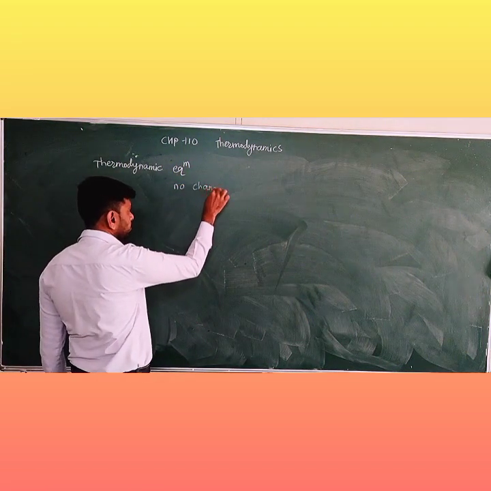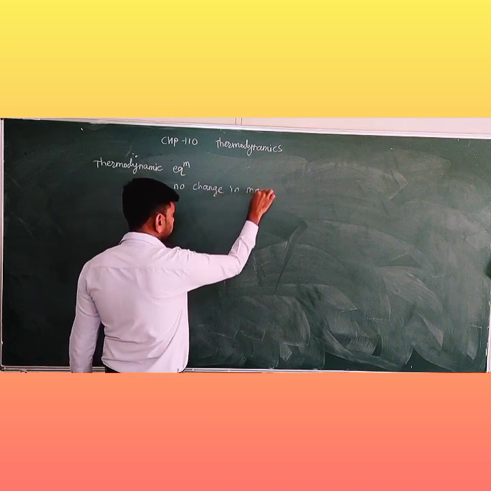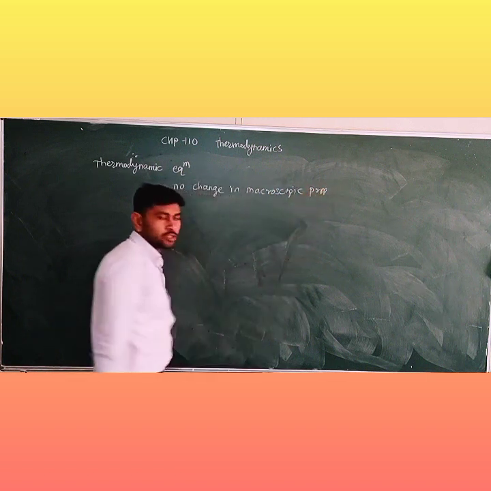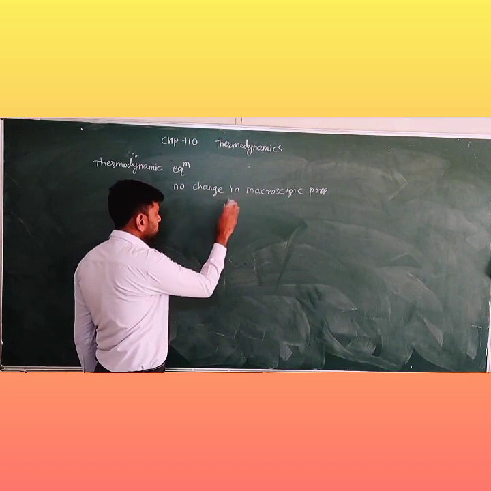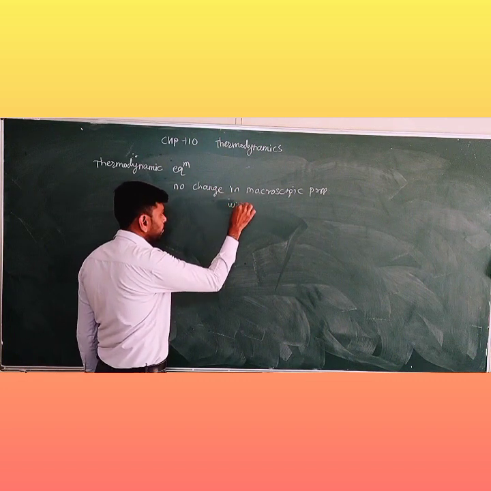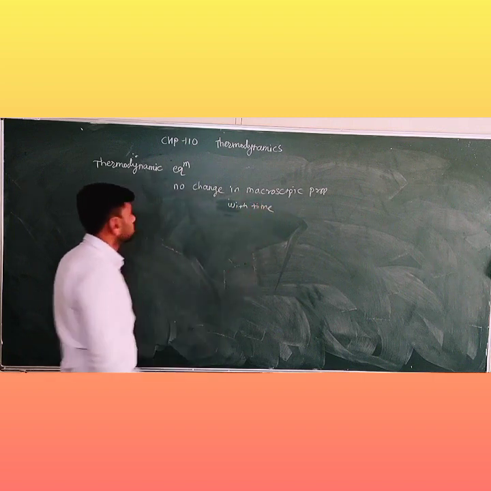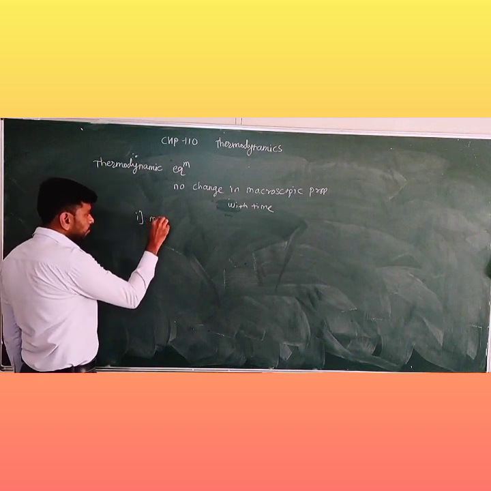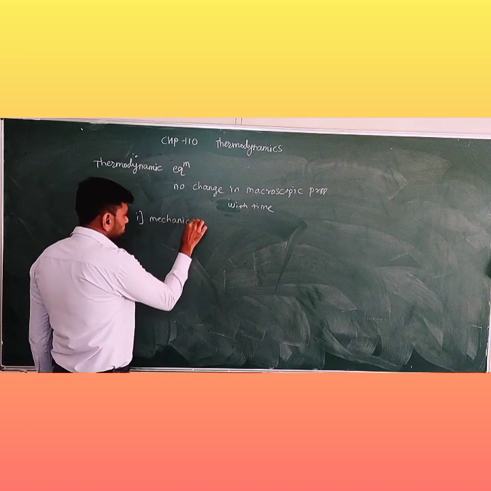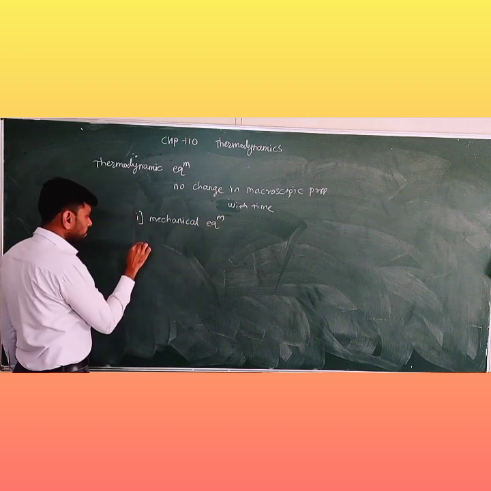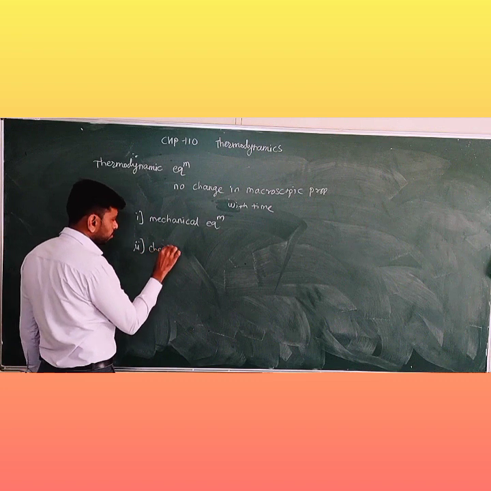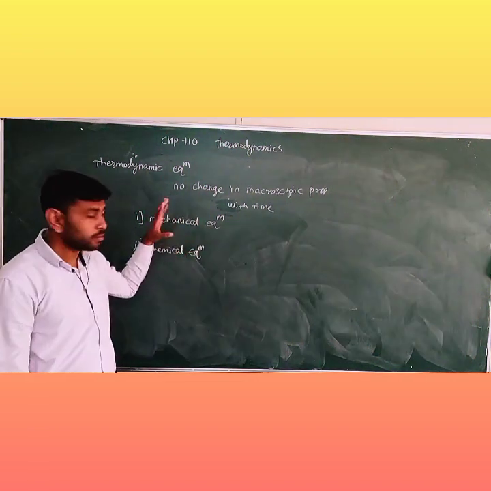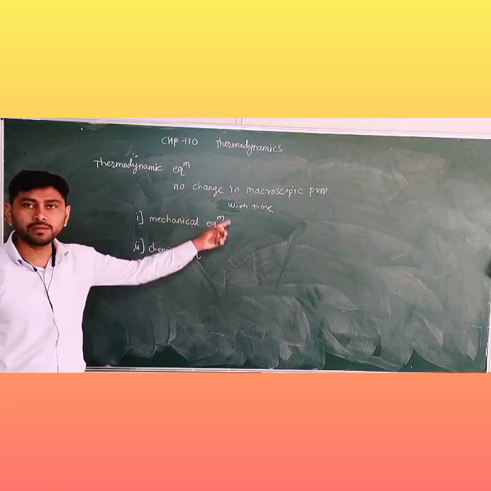Then we say the system is in thermodynamic equilibrium. No change in macroscopic properties with time, the system is said to be in thermodynamic equilibrium. We have to consider two types of equilibrium: mechanical equilibrium and second, chemical equilibrium. It means there will be no change in particular quantities, then we say the system is in equilibrium.